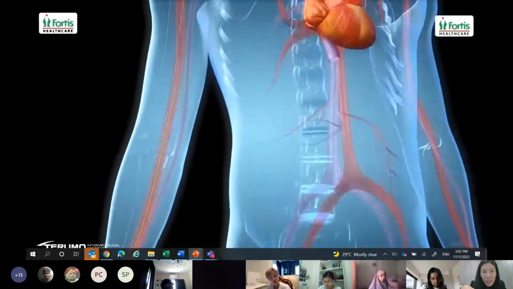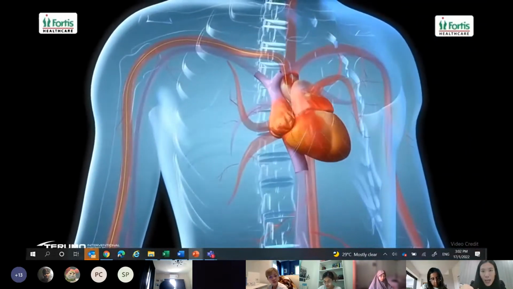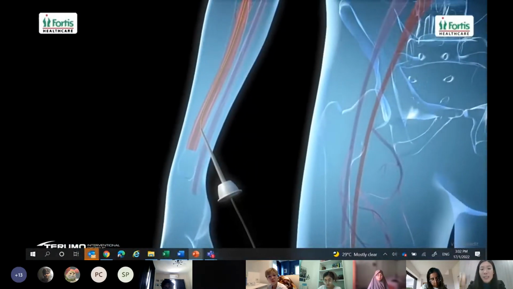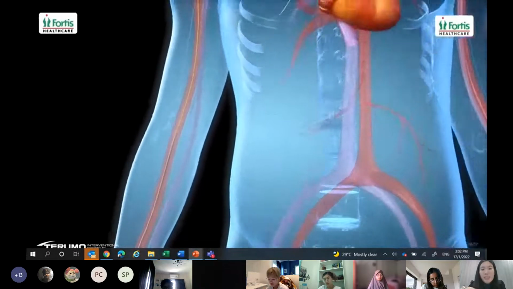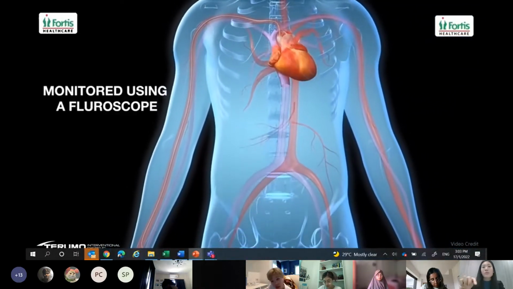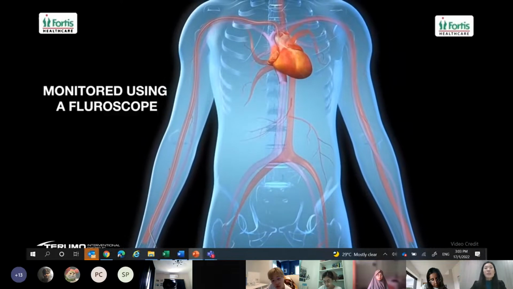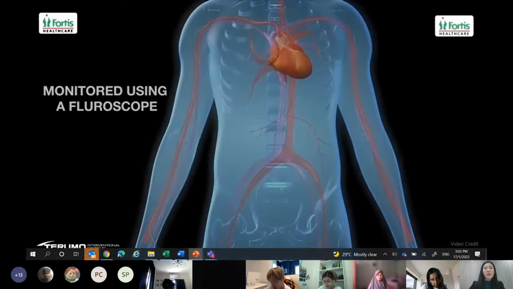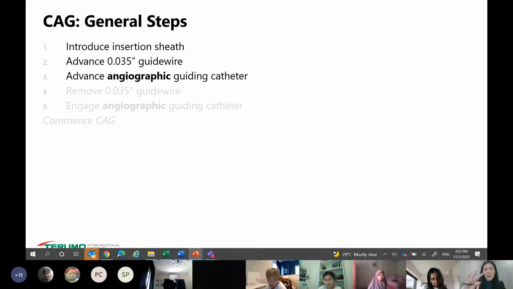So this is your guide wire up to the heart, not just the heart, the artery, the ascending aorta, and then they put this catheter through, following your guide wire. All this, as we mentioned, is monitored using fluoroscopy. And you saw 3 devices used here: the insertion sheath, the guide wire, and the angiographic catheter.